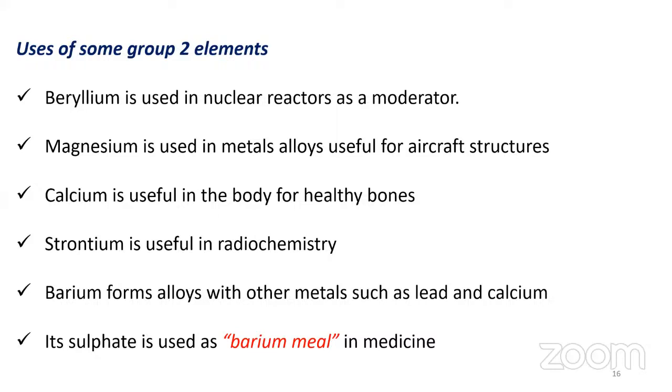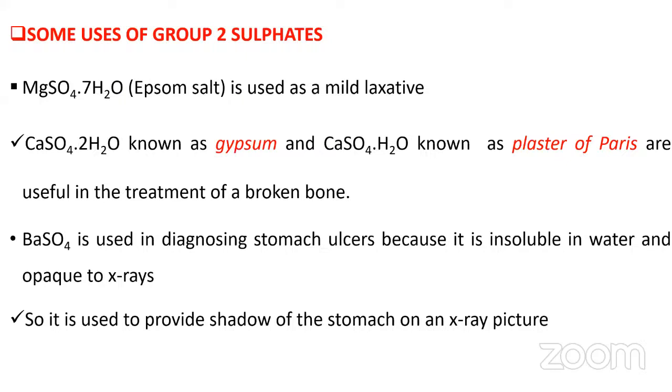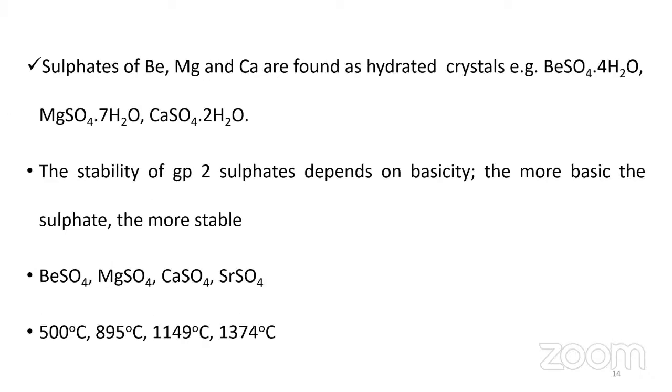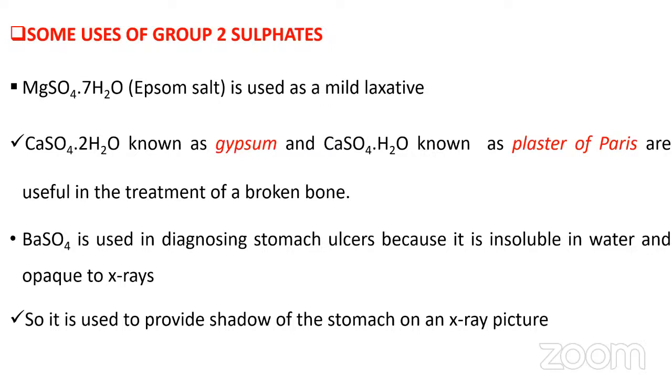We looked at beryllium sulfate and magnesium sulfate, and we said they are soluble. Calcium sulfate is sparingly soluble. Your strontium and your barium sulfate are insoluble. Your magnesium sulfate, because it's soluble in water, is used as a mild laxative. So it has to do with their solubility.